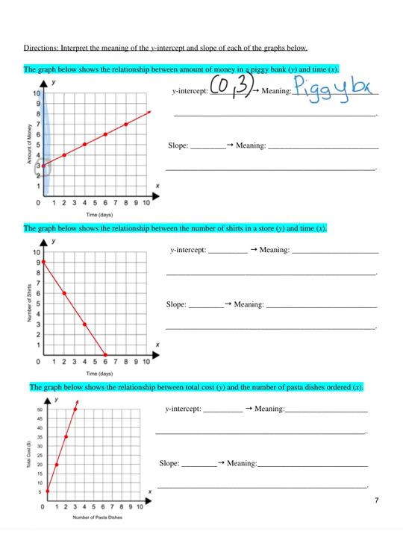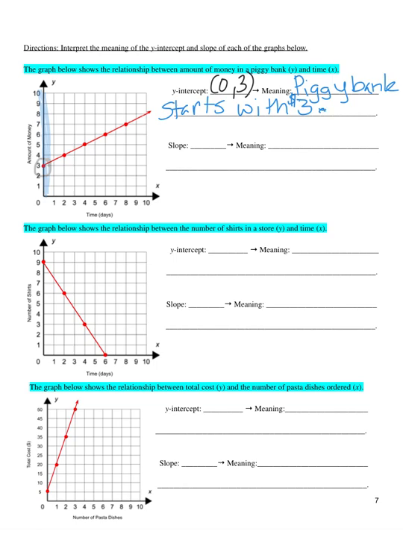Piggy bank starts with $3. All right, that's my starting point. That's what the Y-intercept represents.